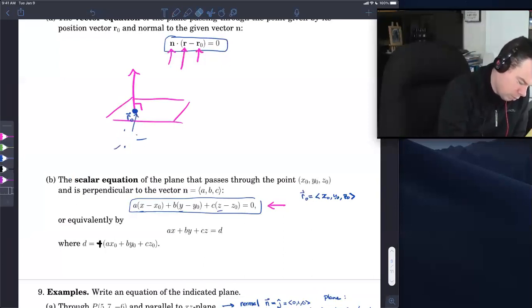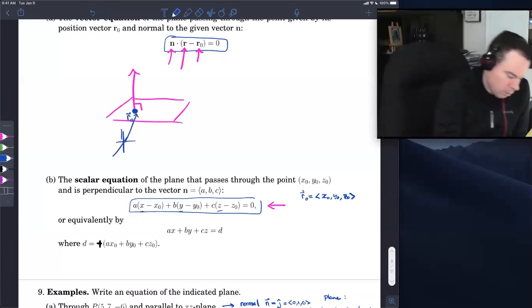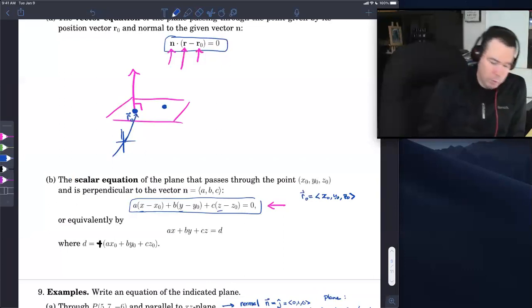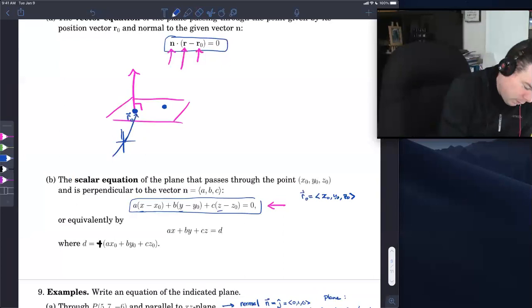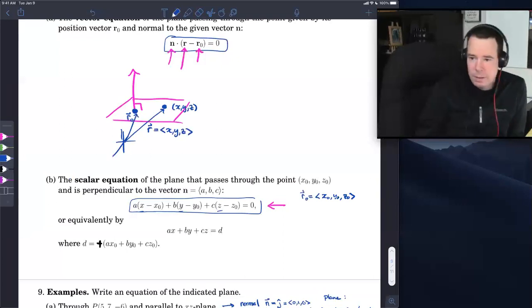I should have moved my origin over. So there's our origin in our space. We've got r naught, and now the key is we want to find a condition on any other point. If we call that other point x, y, z, then r is the position vector for that point. So it's also given by x, y, z.